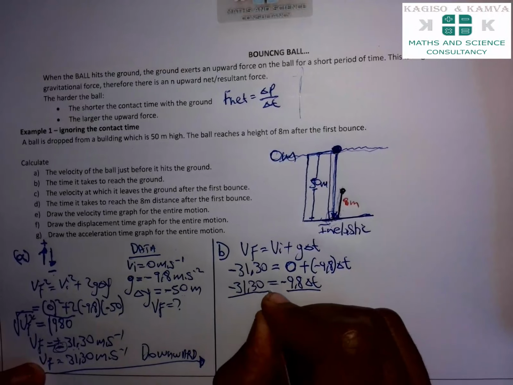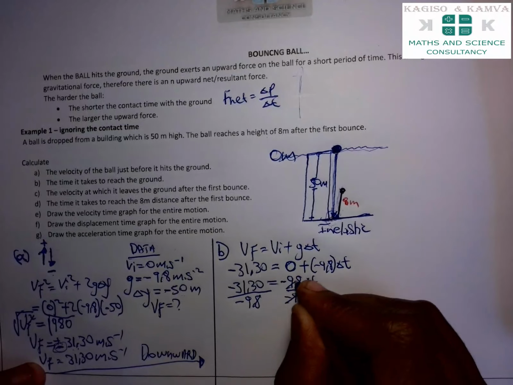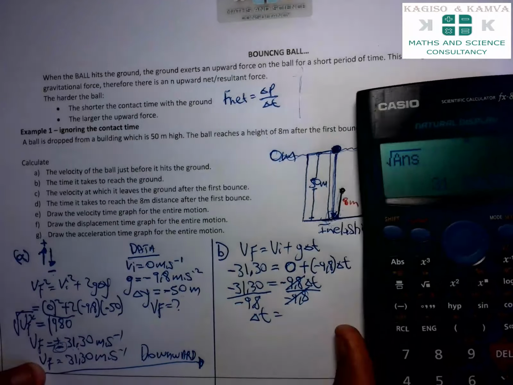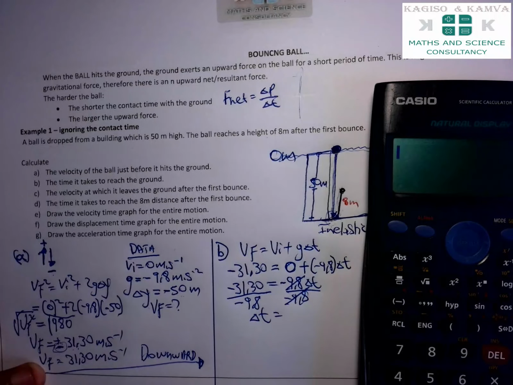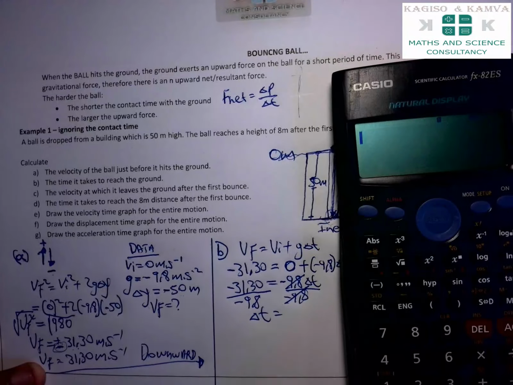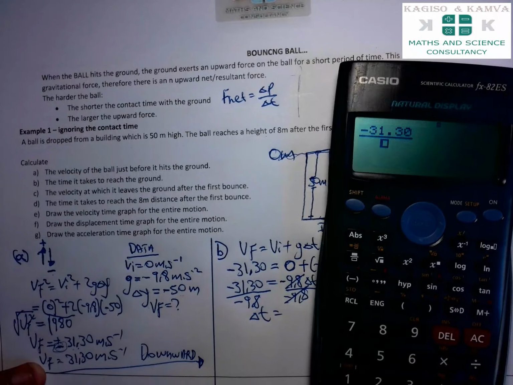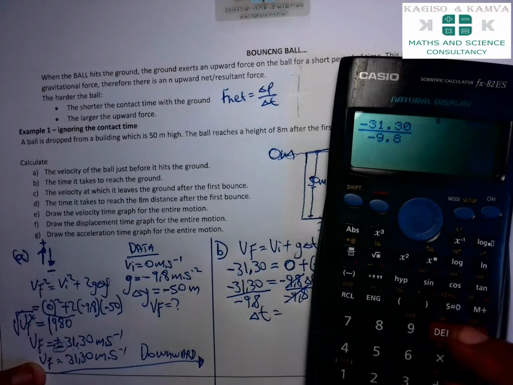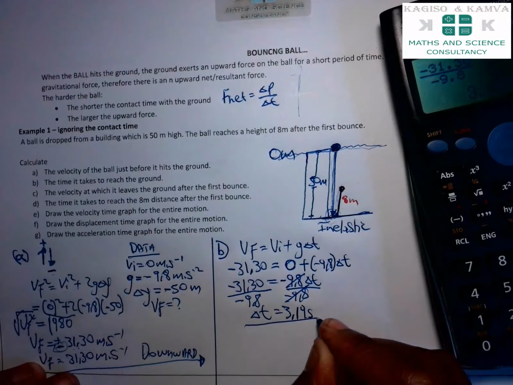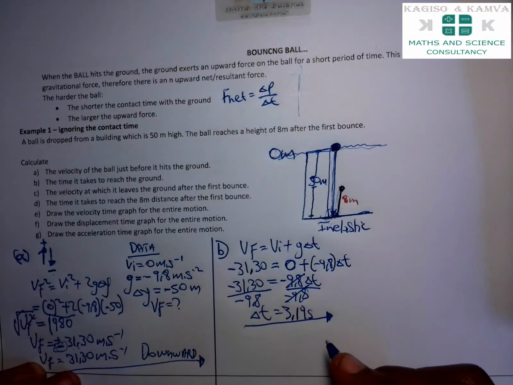Negative 31.30 is equal to negative 9.8 times the change in time. We divide both sides by negative 9.8. This cancels that, so the change in time is going to be negative 31.30 divided by negative 9.8. The answer will be 3.19 seconds.